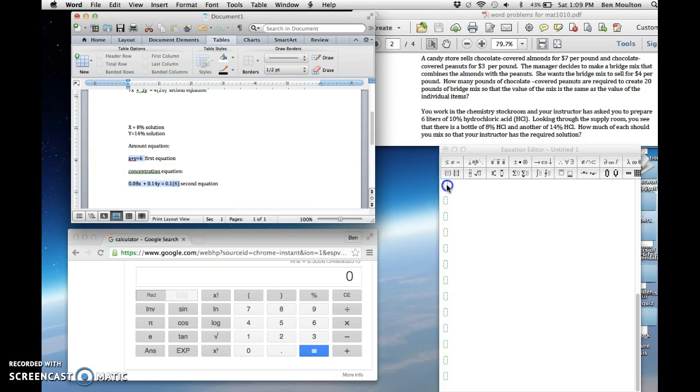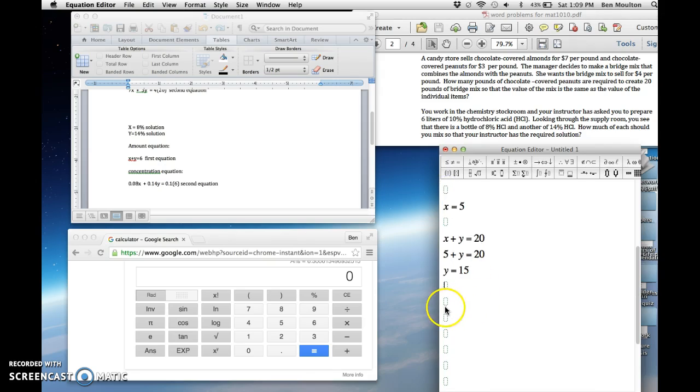So let's see how much time I have left. I only have 15 minutes to crank these problems out before my time runs out on this recording.